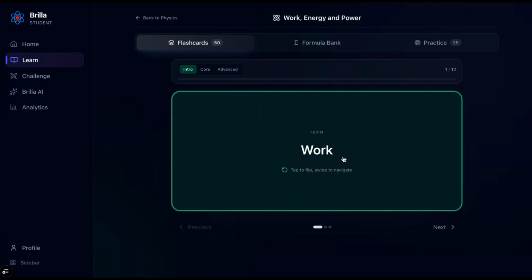How flashcards work in real life is you have a deck of cards. On top of it, you have the definition, and you have to recite or say out loud the definition or the concept to yourself, and then you flip the flashcard to see whether you got it right or not.